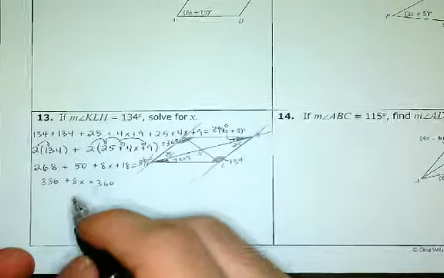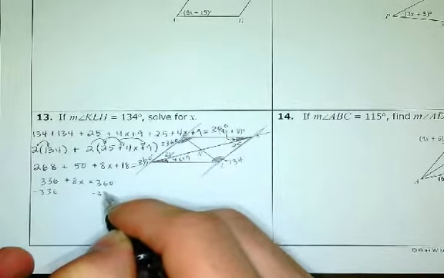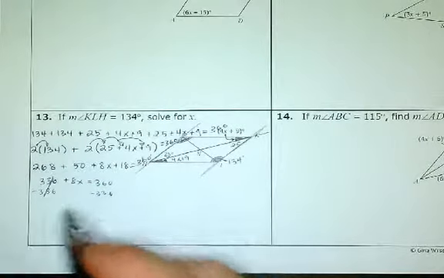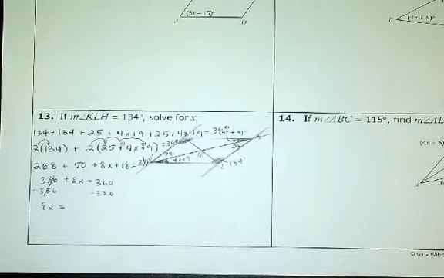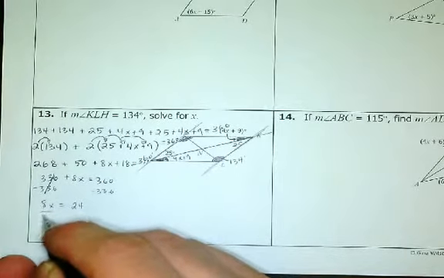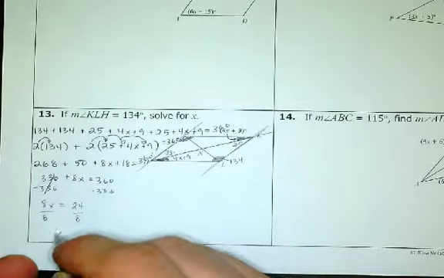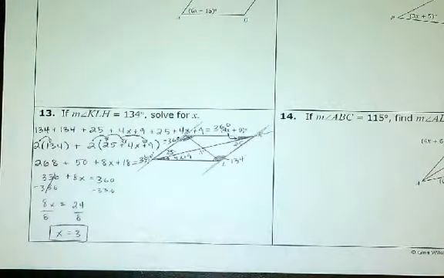I'm going to subtract the 336 from both sides. That one cancels out. 8x is equal to 24. Divide both sides by 8. We get x equals 3. There's our answer, ladies and gentlemen. That's problem number 13.